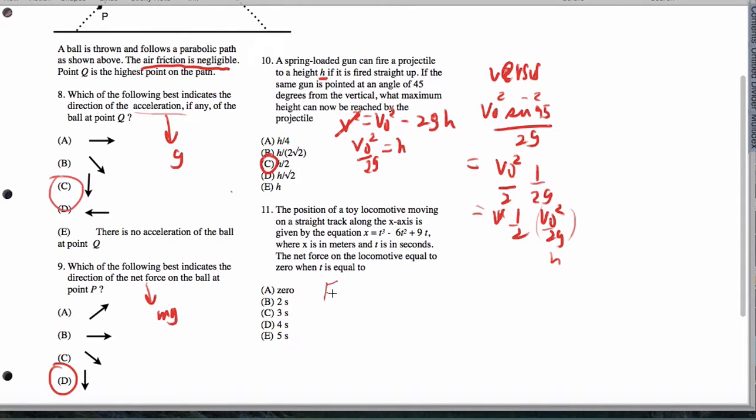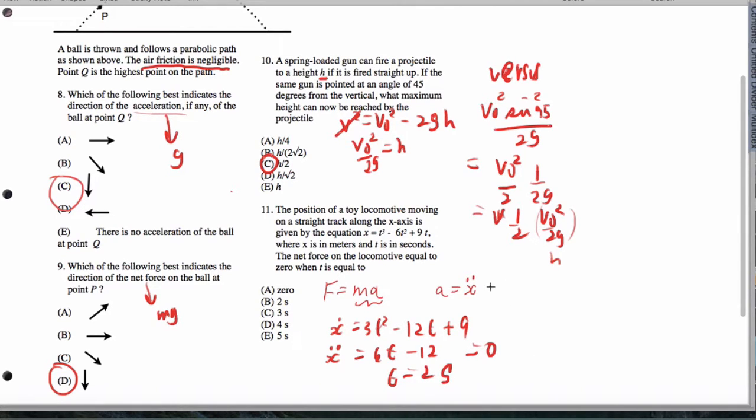So F equals ma. Ma is the net force, and a is the second derivative of position. So check it out. x dot is going to be 3t squared minus 12t plus 9. x double dot is 6t minus 12, and that equals 0 when t is 2 seconds. So when the acceleration is 0, that's at 2 seconds, and that makes the net force equal to 0.